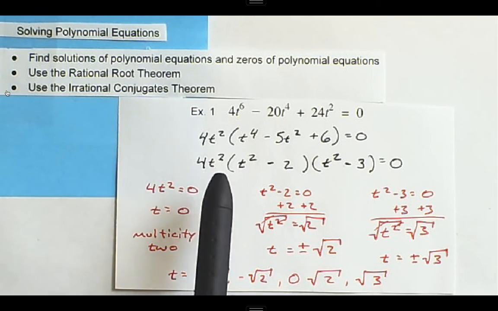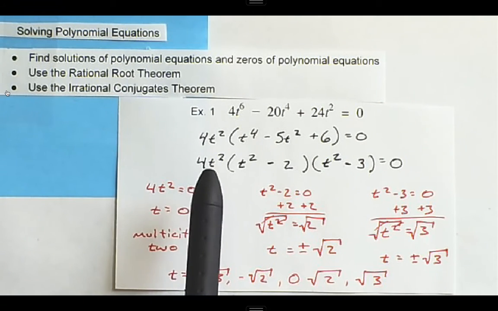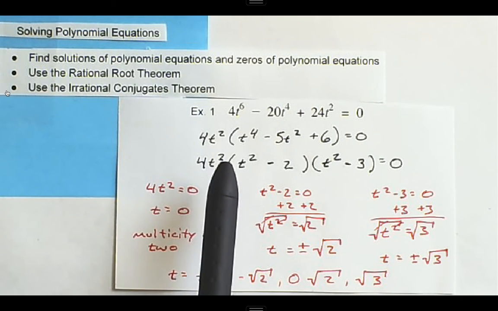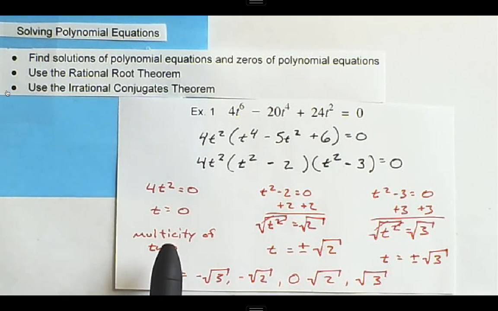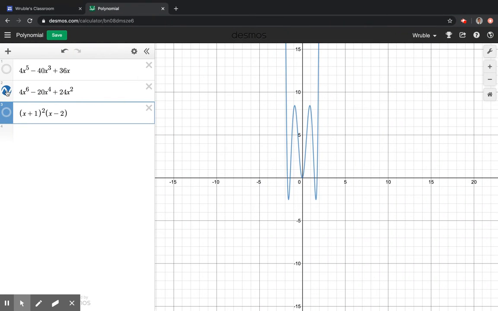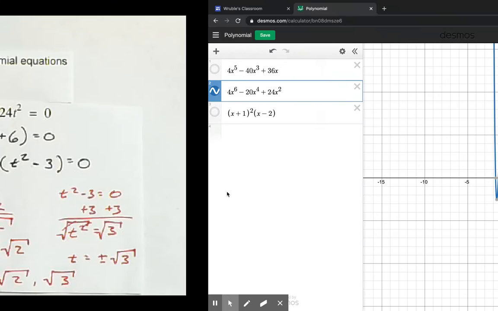However, here our multiplier has our variable squared. So that's where we're going to expect a multiplicity of 2 at 0. And so when we're looking at our graph here, we see that we have 5 individual solutions, but we have a double root at 0, so it comes down and is tangent to but doesn't cross the x-axis, whereas everywhere else it crosses the x-axis.